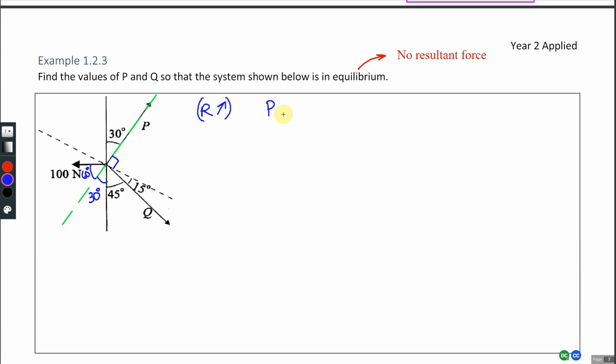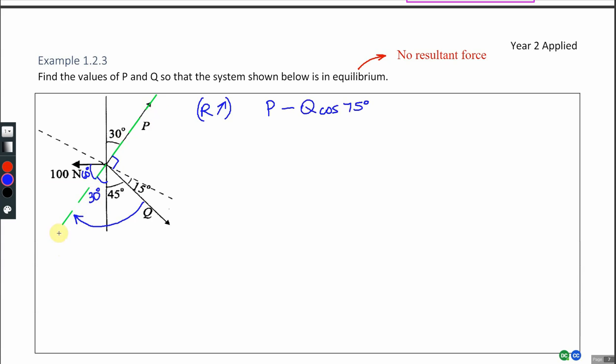So back to resolving in P's direction. P is completely in the direction, so we get the whole of the P force. Now the Q force, I'm going to turn Q through 75 degrees, but then it'll point in the wrong direction, so I need a minus. So it'll be minus Q, and then cosine of the angle you're turning it through. That's the Q component in the direction of this green dotted line.